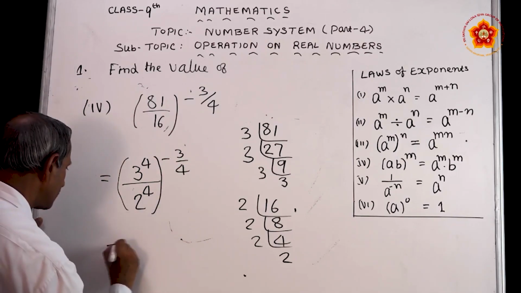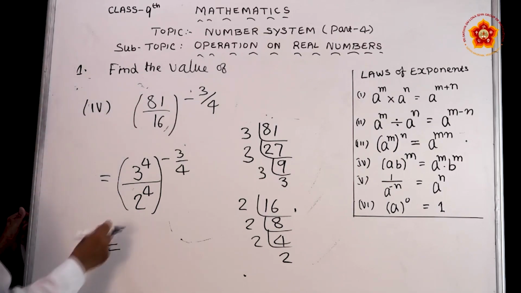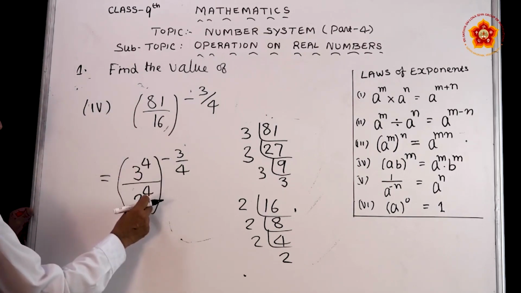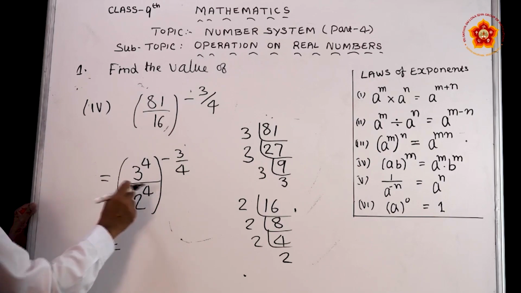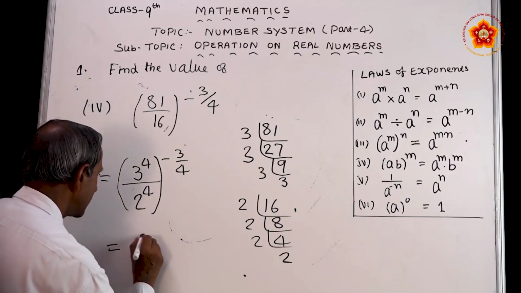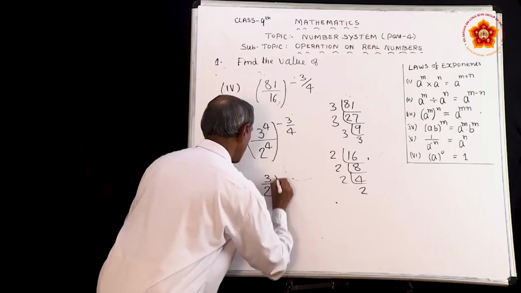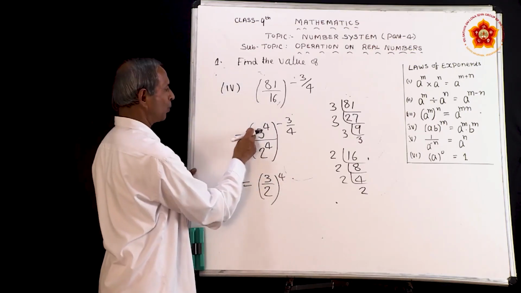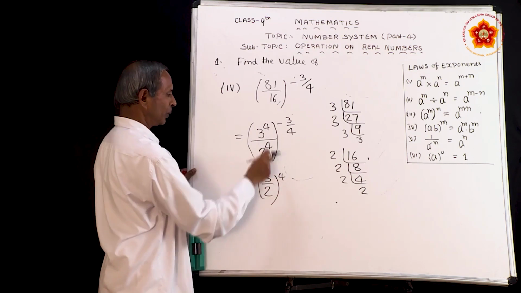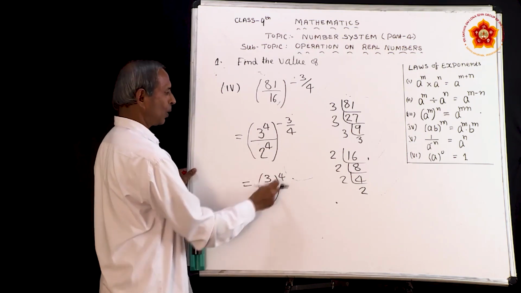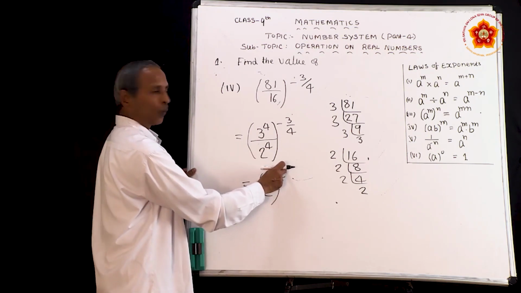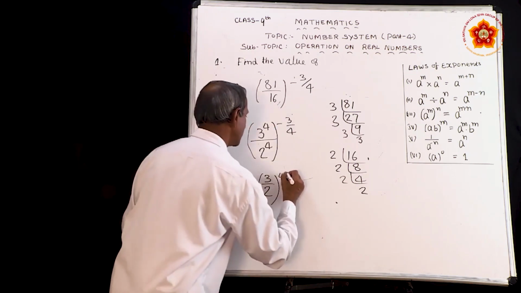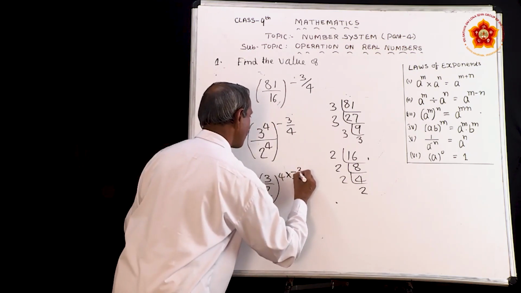Now further, 4 is common for both the numerator and denominator. It can be represented as (3/2) whole raised to the power of 4. Instead of writing 3 to the power of 4 divided by 2 to the power of 4, you can write it as (3 upon 2) whole raised to the power of 4. Once again there is a minus 3 by 4, write it as it is.